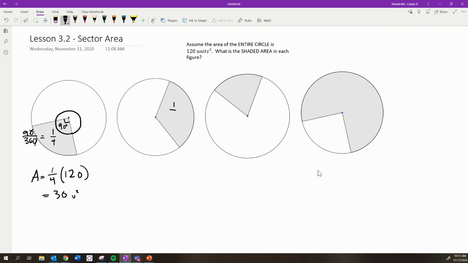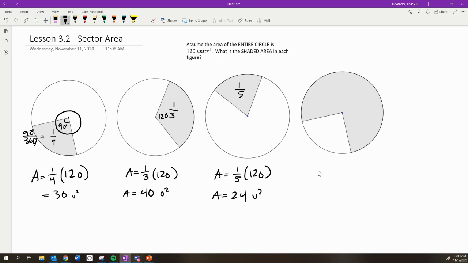We did another one in class. We figured out that this was 1/3 of the whole circle that's filled in. And so the area was 1/3 times 120, which was 40 square units. This one was trickier because it kind of looks like it could be 1/6, but it's not. It's actually 1/5 of the circle. And so since that's 1/5 of the circle, the area there was, of course, just 1/5 times 120, which is 24 square units.